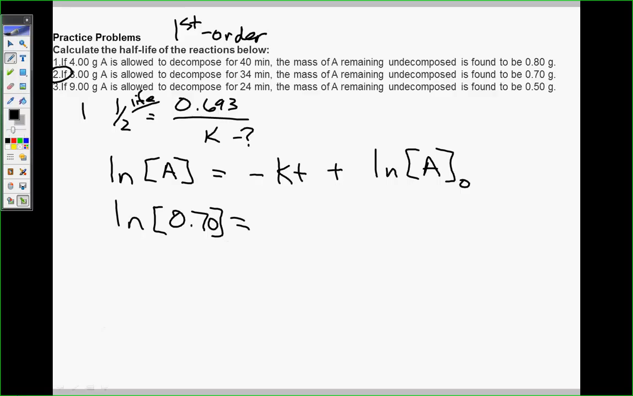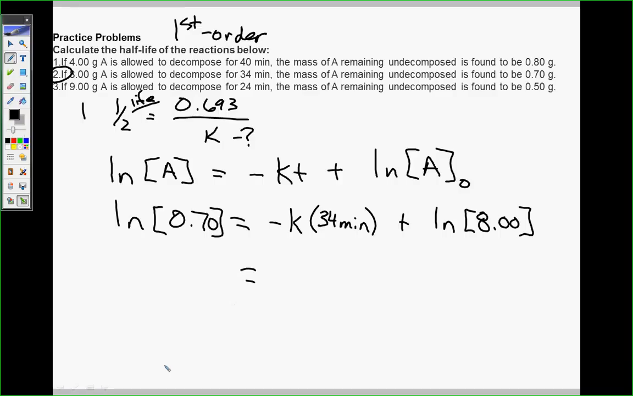What is my negative K? We don't know what that is. Times time. What's the time? 34 minutes. Does anything here imply that we need to convert it into seconds? No, it doesn't matter. Plus ln of the initial amount. Is that an 8? Yeah, 8.00. So the first thing that I would do is get this side tidied up.